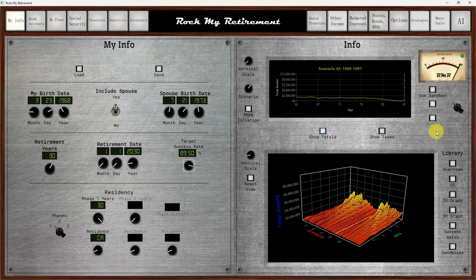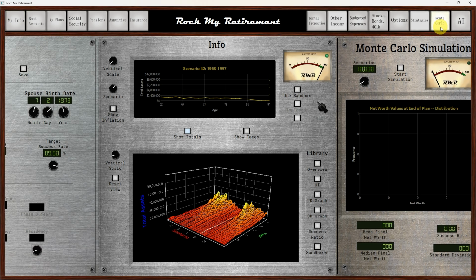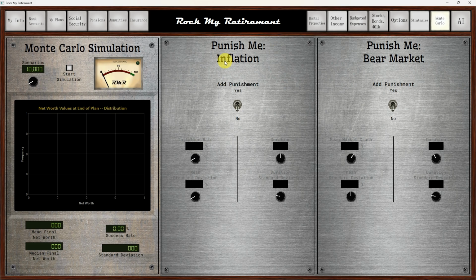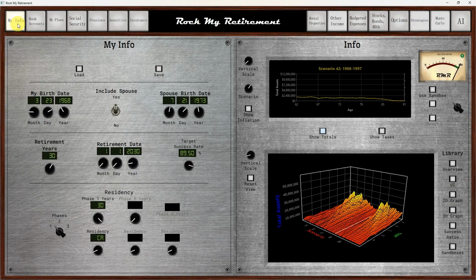If you want a better sense of the odds of success, Rock My Retirement has a Monte Carlo simulator that accounts for this and many other problems. However, while the success meter is more limited than the Monte Carlo tools, it is extremely handy as a quick check that updates in real time as you change any value in any menu.